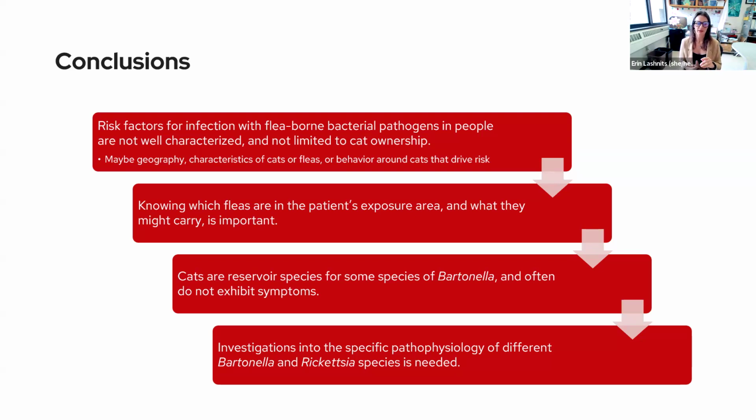It's also important to remember that cats are the reservoir species for some species of Bartonella, including cleridiae, henselae, and koehlerae, and those are found in the fleas on cats pretty commonly. Cats, though, don't always exhibit symptoms, and so seemingly healthy cats can be carrying Bartonella, Rickettsia, and can have fleas that are carrying those pathogens as well. And then finally, we do need to investigate more into the specific pathophysiology of both Bartonella and Rickettsia species and how they cause disease in humans so that we can understand what it looks like when people are exposed.